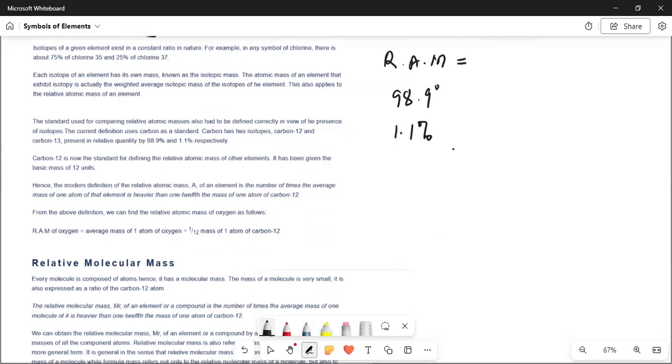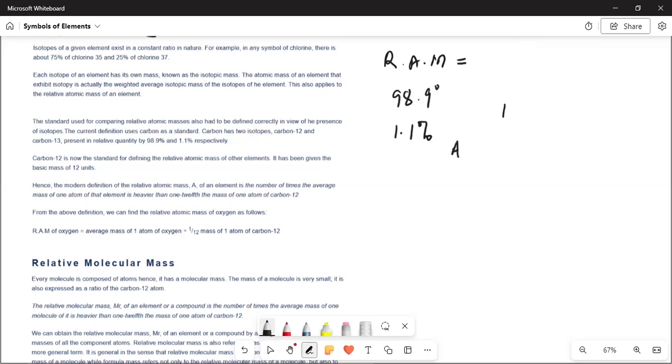That is a modern definition of relative atomic mass. Unlike when it was a mere comparison to hydrogen that was assigned a value of 1. Now we make use of carbon 12 as a standard so that every other element is compared to how many times it is heavier than 1/12 the mass of one atom of carbon 12. Okay, so that is relative atomic mass.